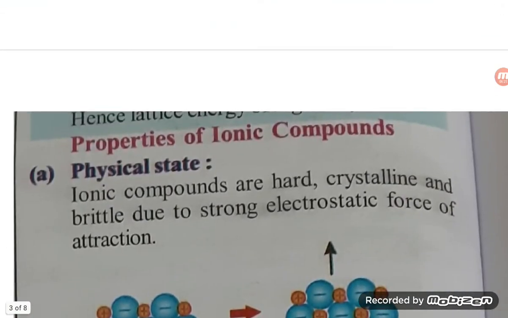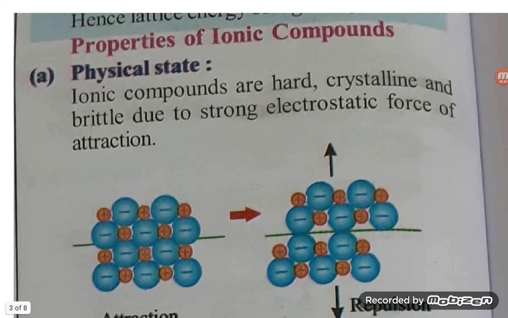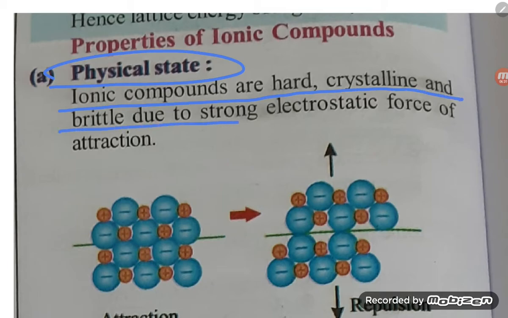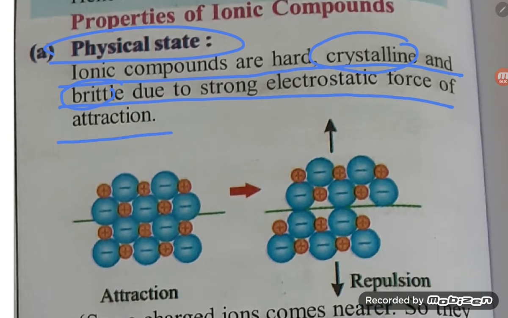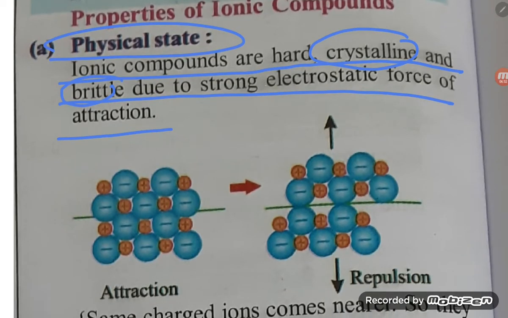Now, what are the properties of ionic compounds? First, their physical state. Ionic compounds are hard, crystalline and brittle due to strong electrostatic force of attraction. So due to the strong electrostatic force of attraction, ionic compounds are very hard, crystalline, and brittle, that is, if you break them, they break easily.